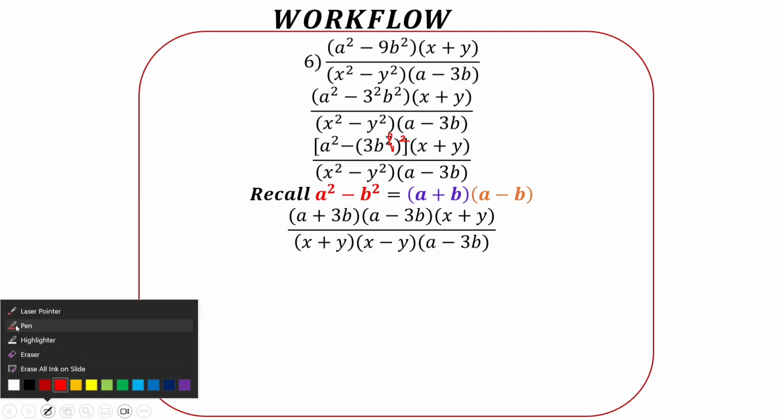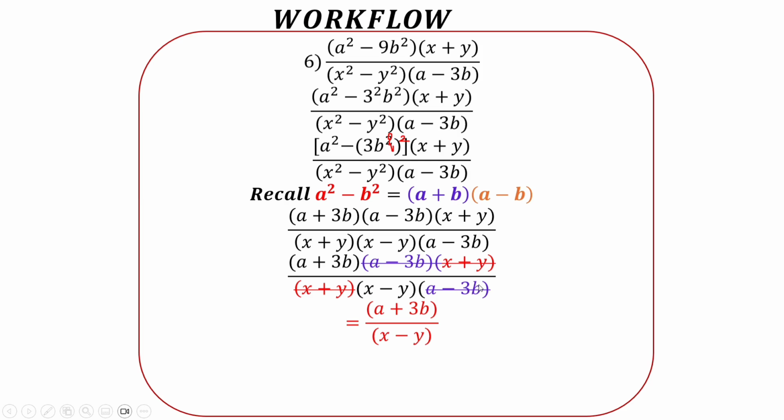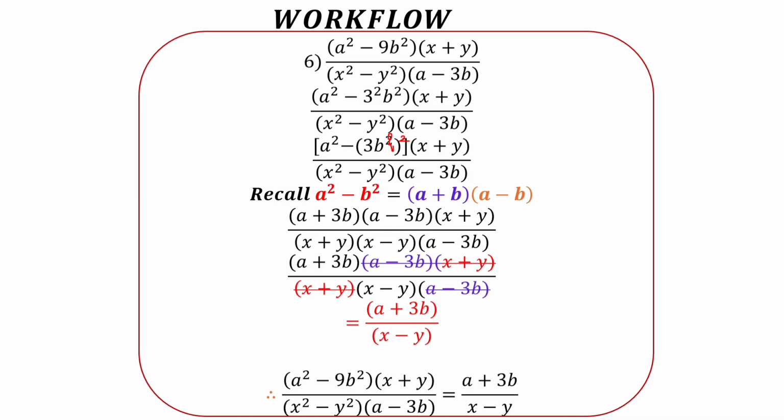Let me disable the pen. Okay, so we just expanded this to get a plus 3b, a minus 3b in separate brackets, and we expanded x squared minus y squared. That gave us this. The rest we just maintain them, right? So now you can see that we can do a couple of cancellations, right? So we can cancel out a minus 3b, a minus 3b. So the ones in blue, we can cancel them out. And then the ones in red as well, we can also cancel them out. And we'll be left with a plus 3b as a numerator, and then x minus y as the denominator, and that will be our final answer.